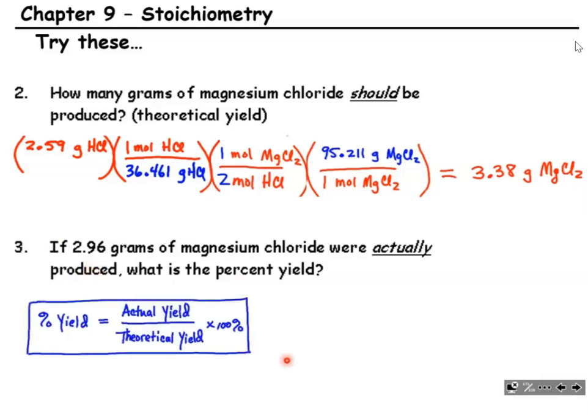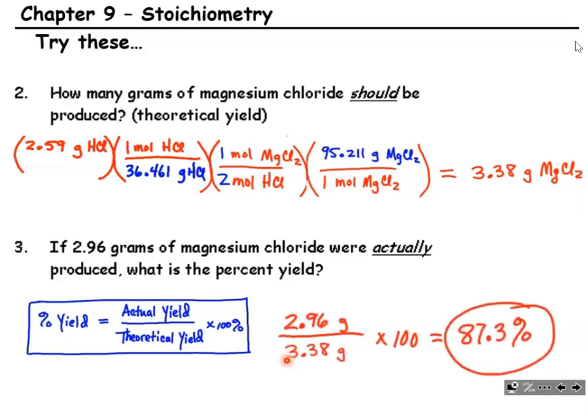All right, then we got a formula. If you take the actual yield, what you do get, divided by what you should get, times 100, you'll get a percent. We call it percent yield.